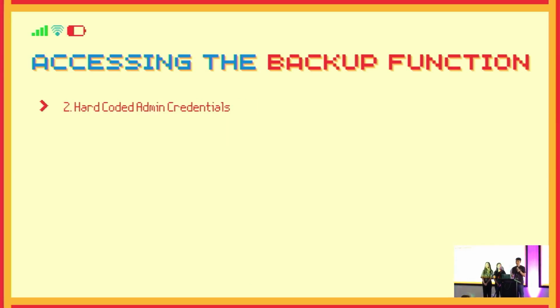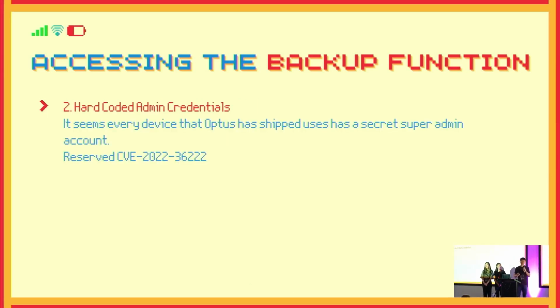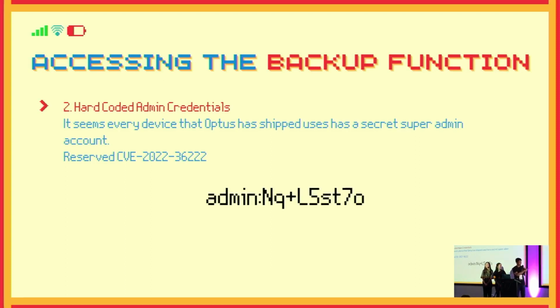So the next way I found that you could access the backup function is a bit more egregious, and it turns out that every single device that got shipped by Optus has a secret super admin account, and they all have the same password. This is being reserved with a CVE number, but Optus, amongst other things, is quite busy at the moment. They're rolling out a patch for this at the moment. So if you have one of these devices and you want root access to it, I recommend calling someone and telling them to unplug it, because this super admin account's getting removed very soon. At least they picked a strong password, so props to them, I guess.